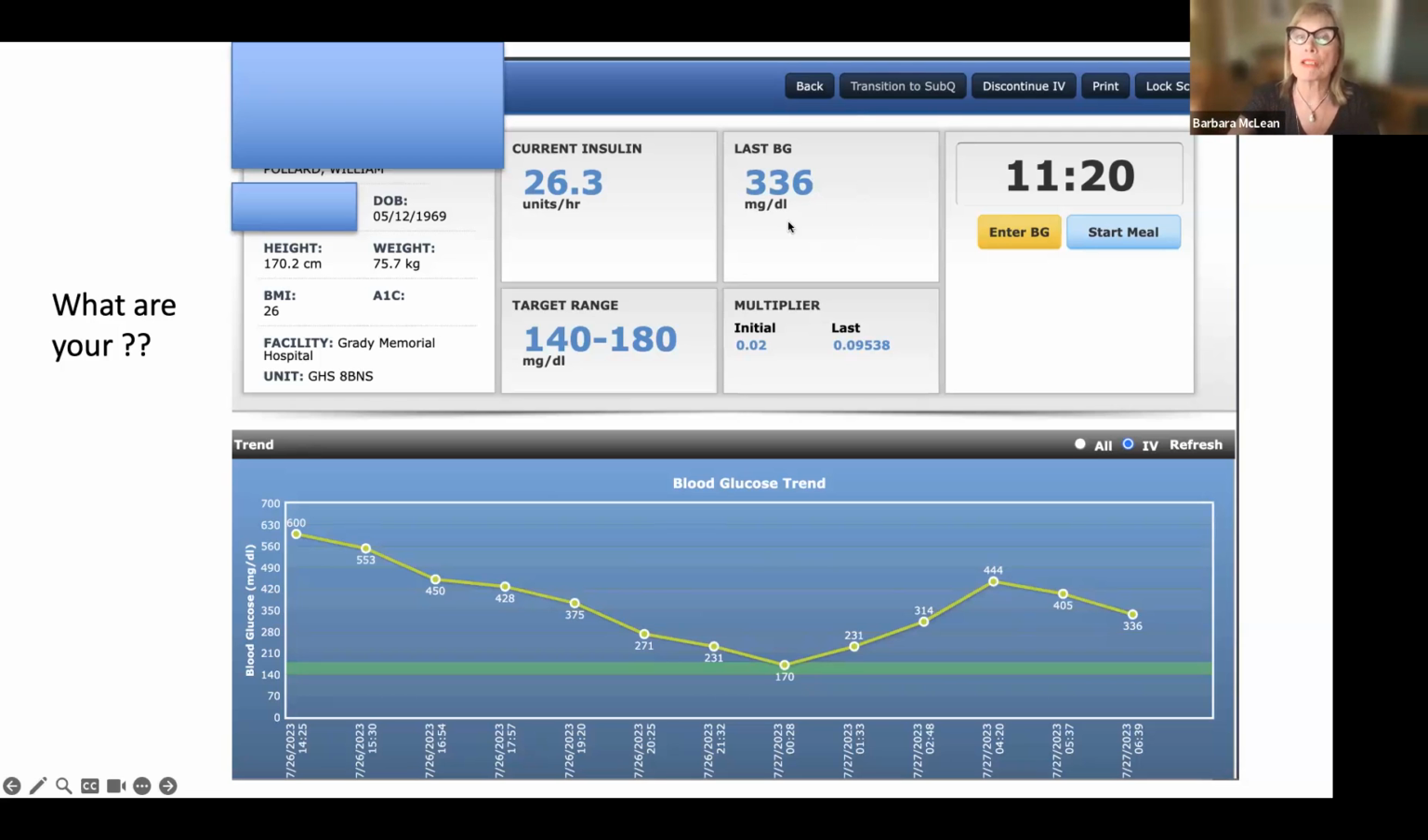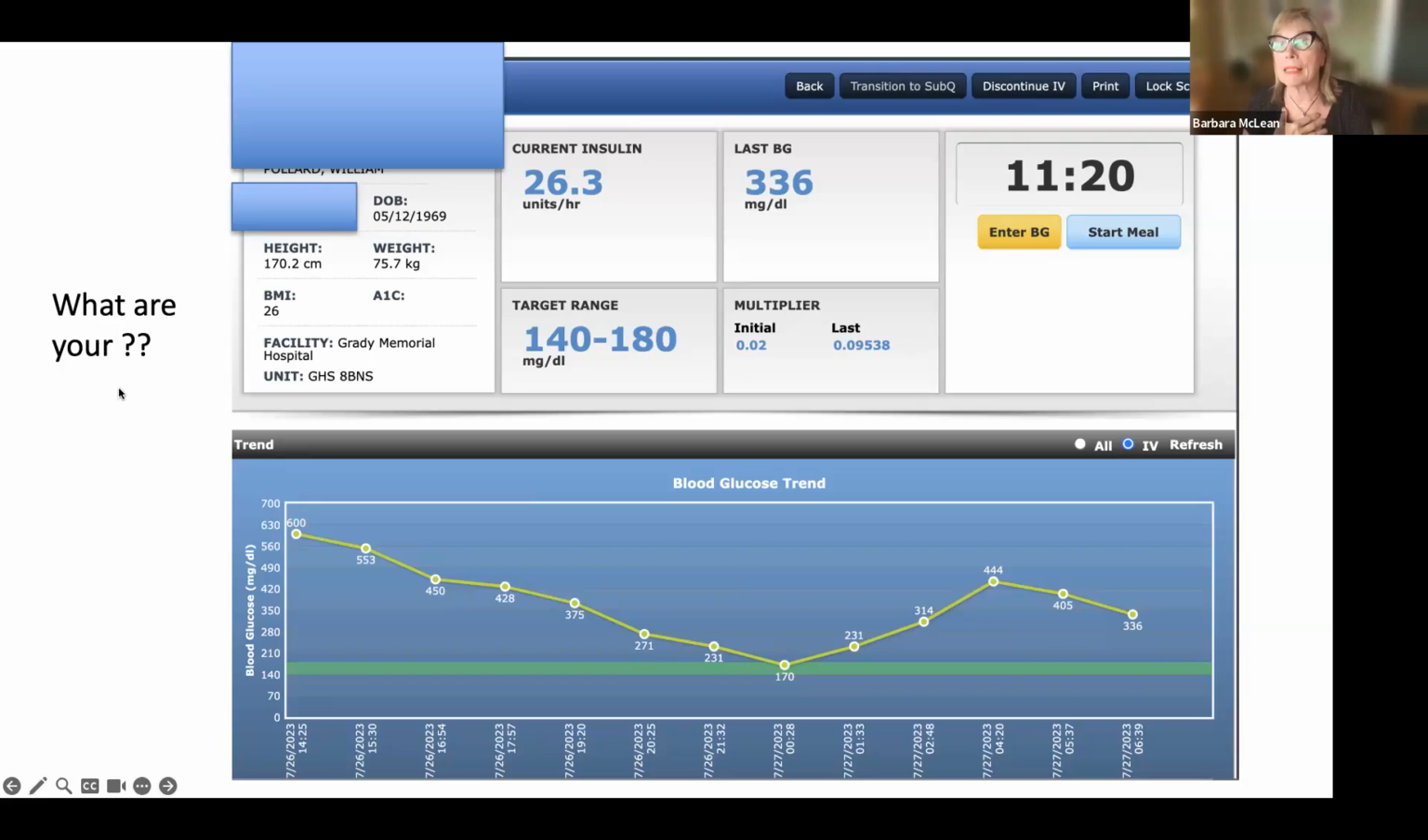Okay, so my patient's last blood sugar, 336, his initial multiplier was the adult multiplier, not the sensitive, 0.01 for renal failure, for diabetic type 1, for elderly patients. Everybody else should get a multiplier of 0.02, and you can see that was what was ordered initially, but the multiplier adjusts over time in order to help us adjust the insulin to get our patients under control. And currently, your patient's at 336, and his insulin is 26.3.